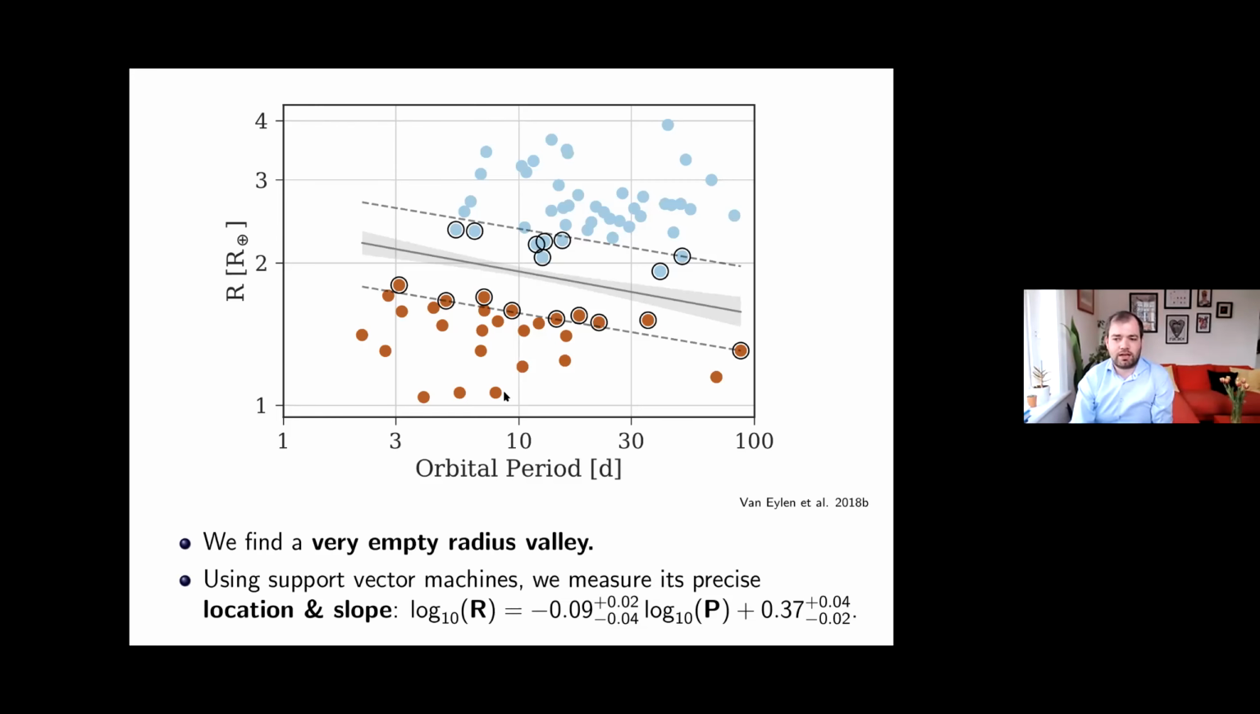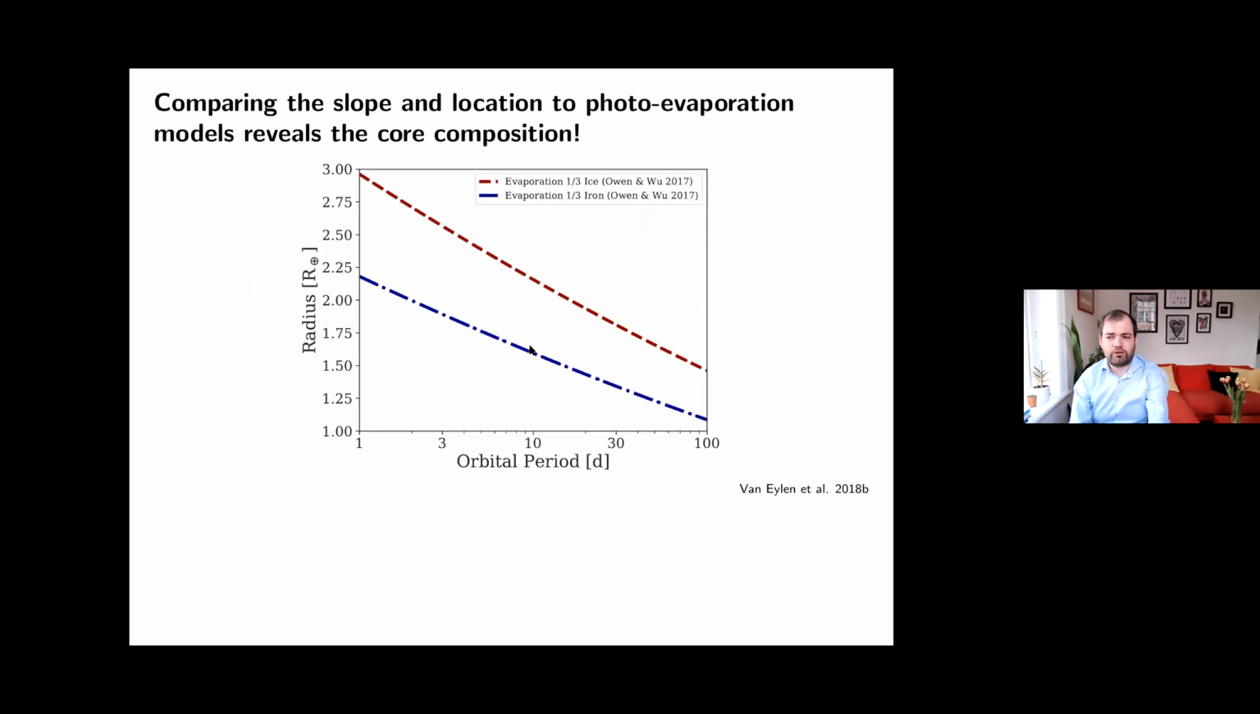And so we found that it was located right there, quite rightly where it had been predicted, with indeed this slope as a function of orbital period, and indeed being quite empty. And so we can compare two predictions. This is where predictions said it would be for different types of planets. Again, I said rocky planets would have been here.